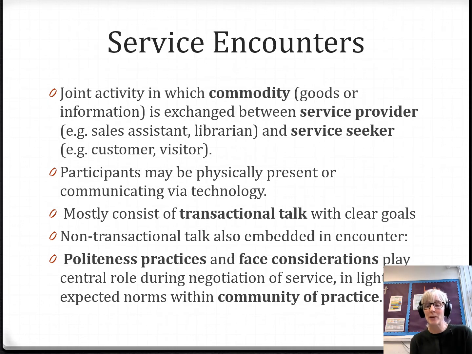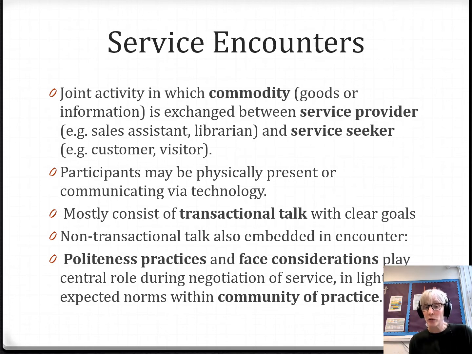So, a bit more about service encounters. This is a joint activity in which a commodity is exchanged between the service provider and the service seeker. For example, you go into a shop, you want to buy a newspaper, that's a service encounter. You may be physically present in the shop, or you may be on the phone talking to a person, but these do have to be real people. This is not buying something on the internet where you don't actually speak to a person.